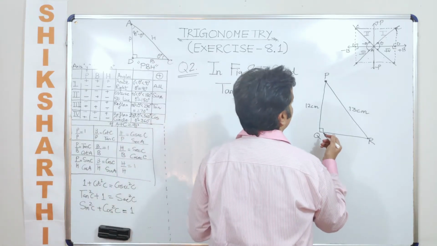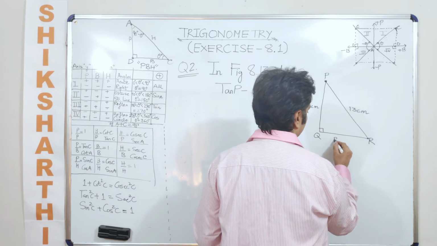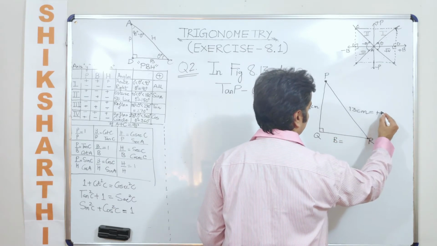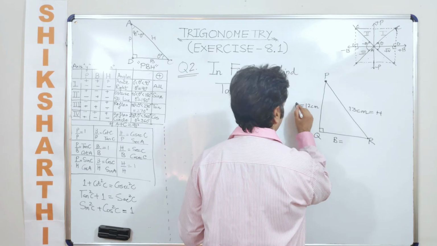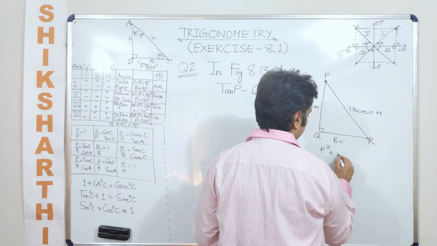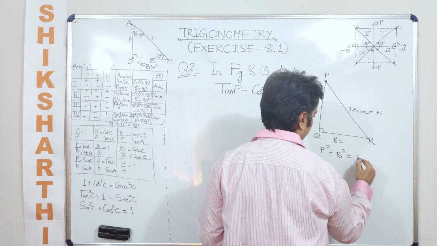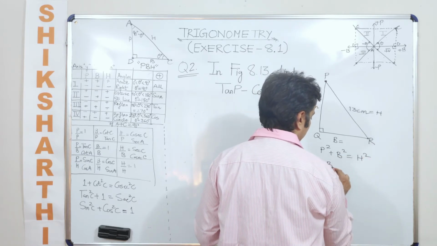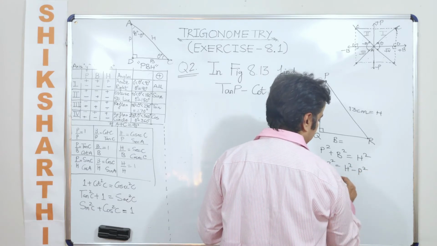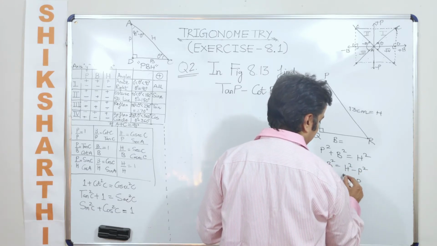So in that case, this is base. We don't know the base. This is hypotenuse, and this is the value of the perpendicular. We just need to use the Pythagoras theorem, which says p square plus b square is equal to h square. So from here we'll get the value of b square as h square minus p square, which is just like saying h minus p into h plus p.